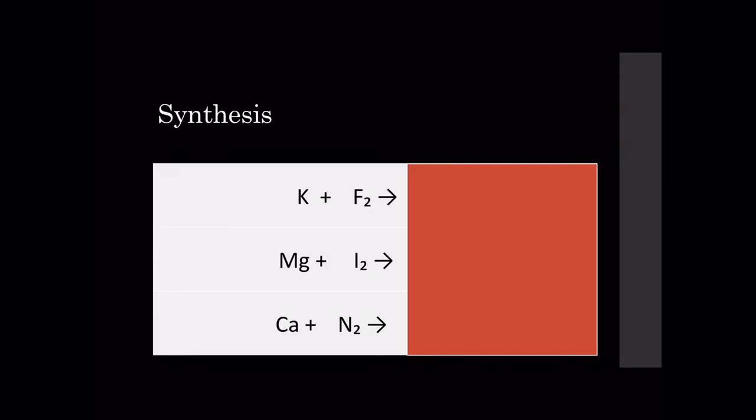So here's some for you guys to think about as you're going through. We've got K and F2, we've got Mg and I2, we've got Ca and N2. Now, a lot of people will just smack them together and call it KF2, MgI2, and CaN2. If you did that, you would only have one of them right.